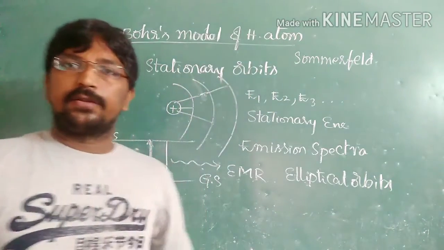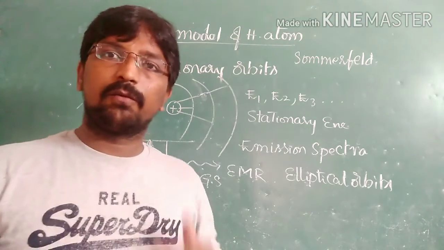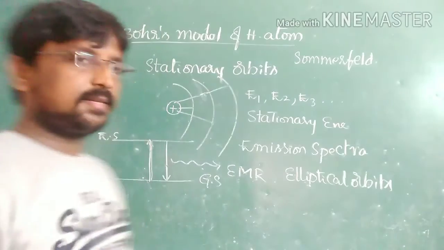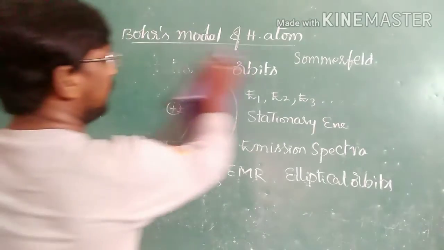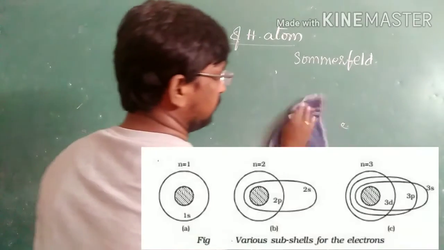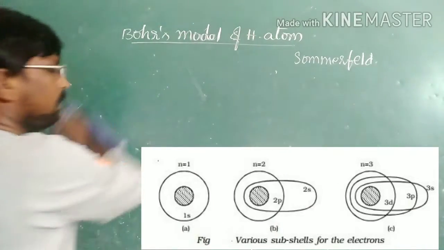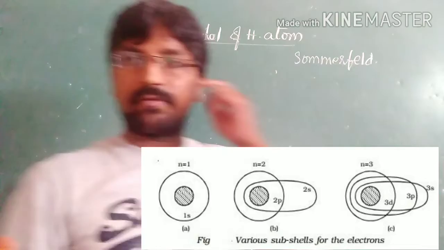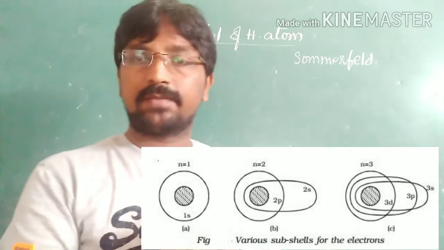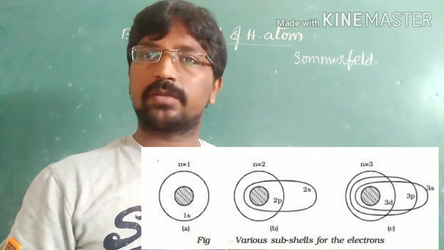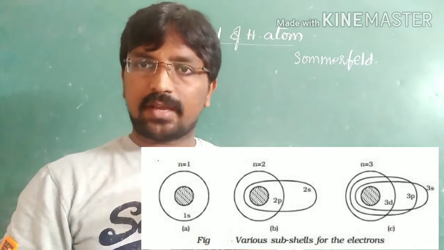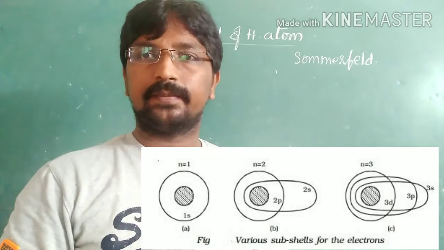Elliptical orbits were introduced by Sommerfeld to overcome the defect of Bohr's model. So let us see how he explained this by introducing elliptical orbits to Bohr's model. In Sommerfeld's model, he placed the first orbit of Bohr's model as circular. So the first orbit is circular only.